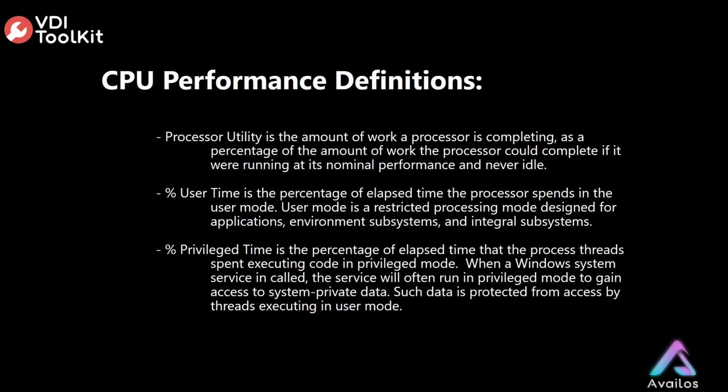User time percentage is the percentage of elapsed time the processor spends in the user mode. User mode is a restricted processing mode designed for applications, environment subsystems, and integral subsystems. Privilege time percentage is the percentage of elapsed time that the process thread spent executing code in privilege mode. When a Windows system service is called, the service will often run in privilege mode to gain access to system private data. Such data is protected from access by threads executing in user mode.